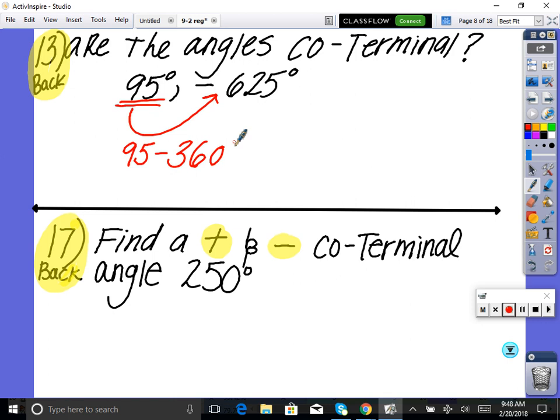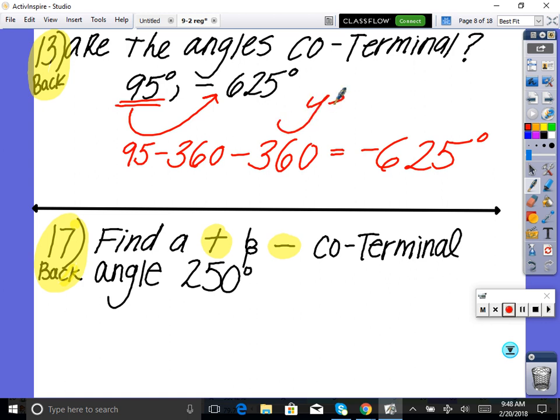Okay, so that's not there yet. So let's try subtracting 360 one more time to get closer. So subtract 360 again. We've got to go around the circle again. And what do we get? Negative 625. So are they coterminal? Yes. So this would be kind of my work. I had to subtract 360 twice, but it is coterminal. They do fall in the same spot. So if we would have ended at negative 626, we would say, no, they're not coterminal. They were close, but not. Right.